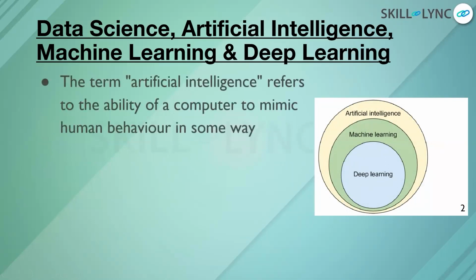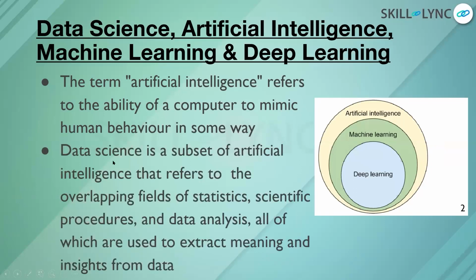Now let's come to some definitions. The term artificial intelligence refers to the ability of a computer to mimic human behavior in some way. So if a machine is targeting to mimic human behavior, that is artificial intelligence. It is the ability of a computer to behave in such a way that you will be confused whether you are dealing with a machine or a human. So that kind of presentation is artificial intelligence.